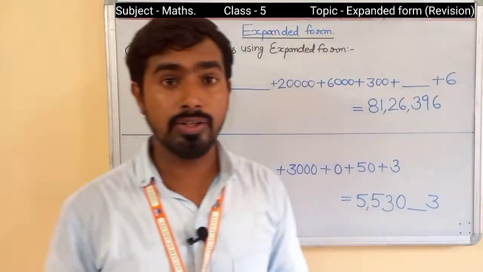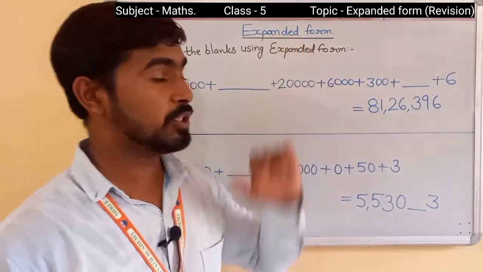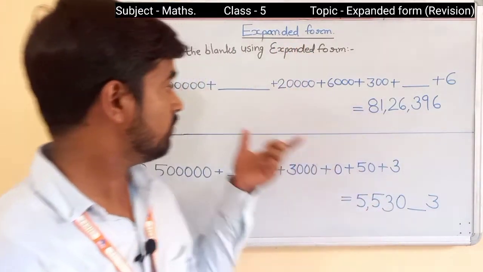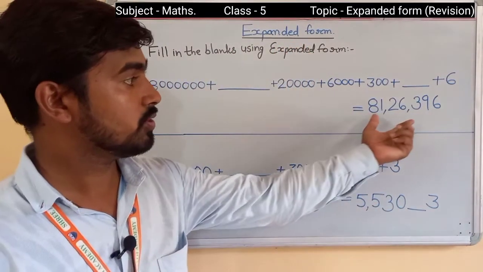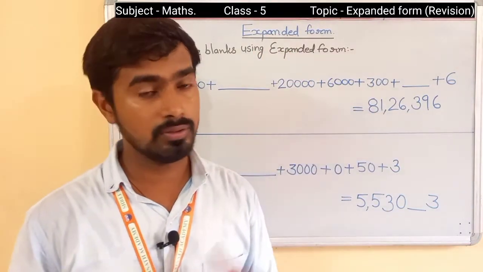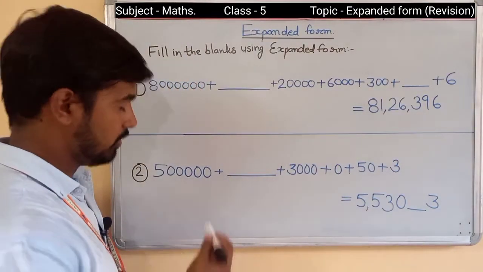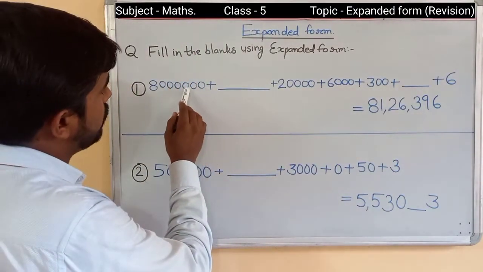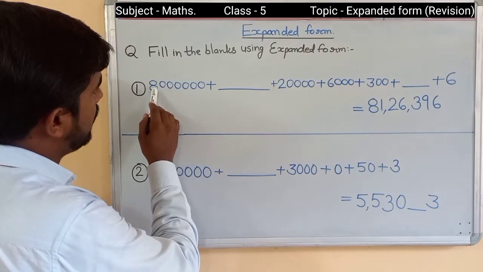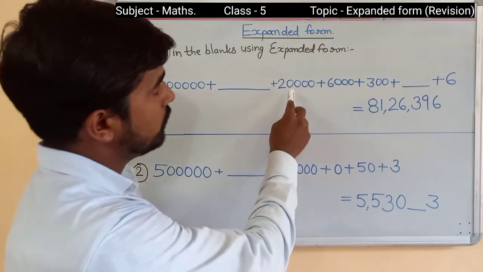Now children, we have fill in the blanks on the basis of expanded form. You have to find the number and fill in the blanks. Okay children, so first question is ones, tens, 100, 1000, 10,000, lakh, 10 lakh. So 80 lakh.